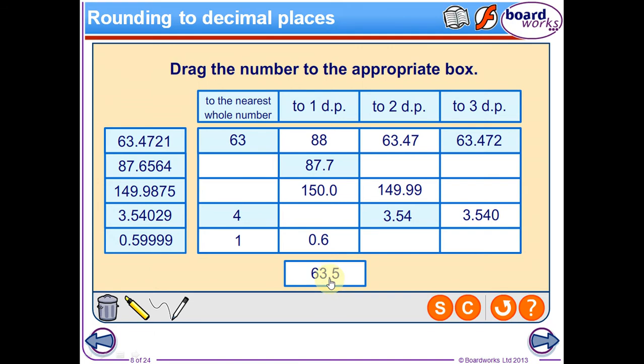So 1 dp. Where is it? 2 dp. So what am I doing now? 63, 1 dp. Why do I have 88 there? Why do you put 88 here? Am I the one, guys? Why am I like this?